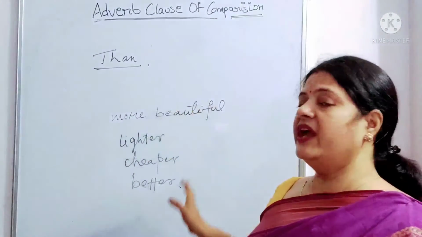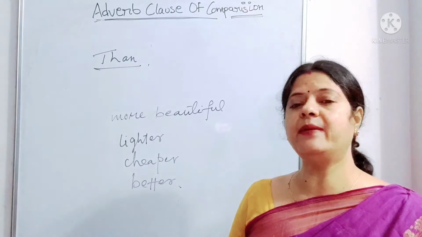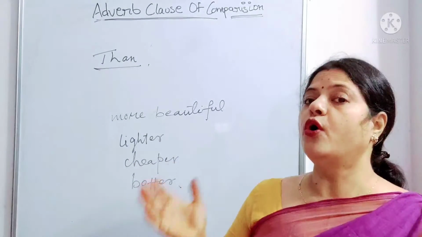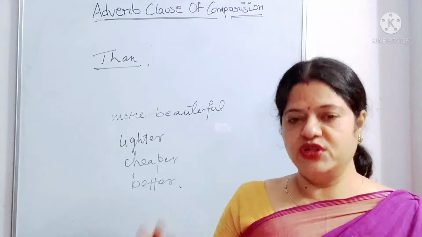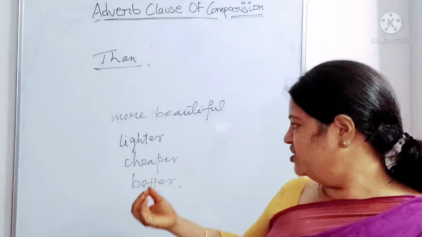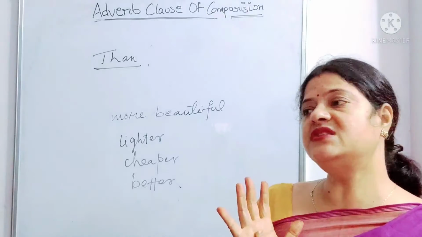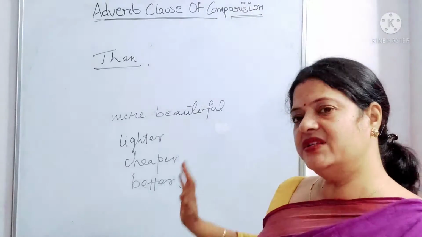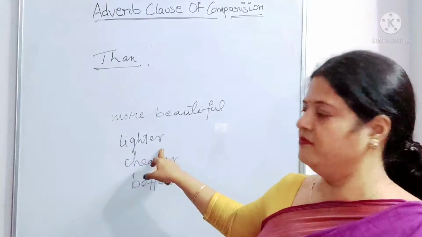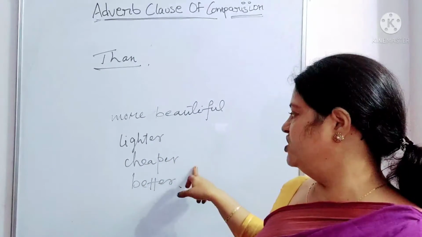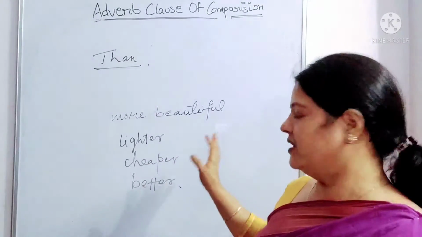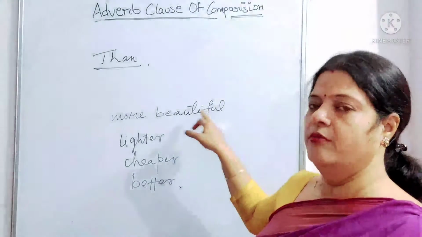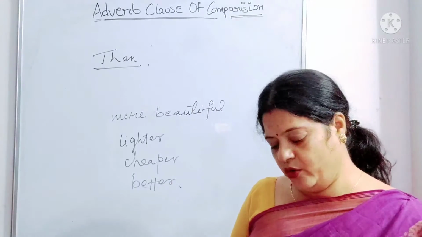But if the word is monosyllabic, which means you get only one syllable, one sound, that is light or cheap or good, these are monosyllabic words. It means it has only one syllable. So if words are monosyllabic, we use the second form. We make light to lighter, cheap to cheaper, good to better. But if the word is polysyllabic, we use "more beautiful," "more intelligent," like this. I hope you got it.